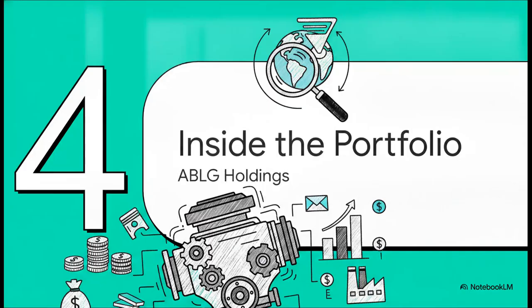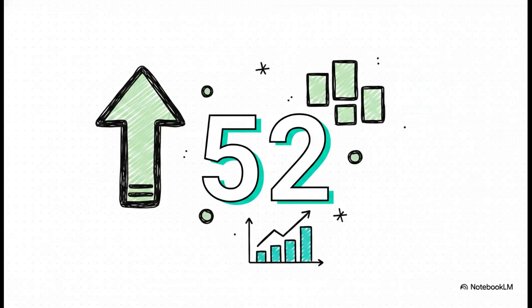Section 4. Inside the ABLG portfolio. Let's look under the hood. So the crucial point is 52. Despite starting with thousands of global stocks, and even after the quant model narrows it to 150, the active portfolio managers concentrate this fund down to roughly 52 to 55 individual holdings. It is an incredibly convicted, highly concentrated portfolio. To put that into perspective, the top 10 holdings alone make up nearly 40% of the fund's total assets.